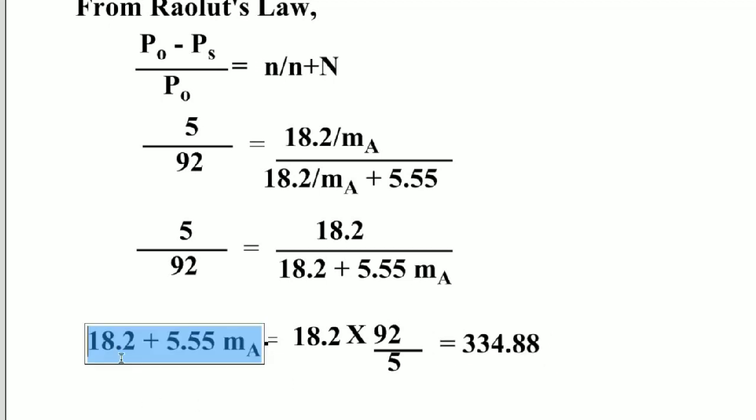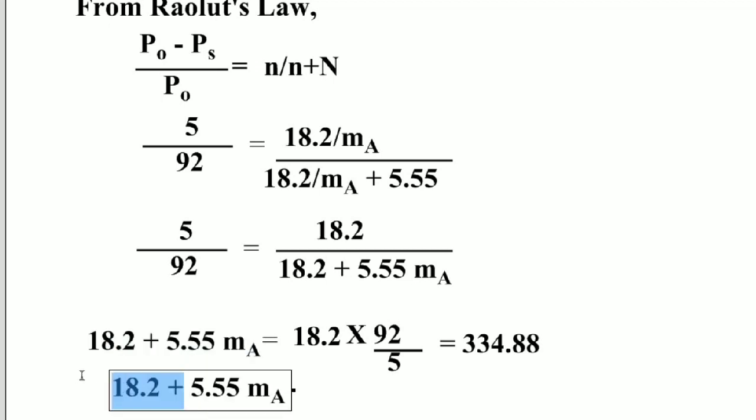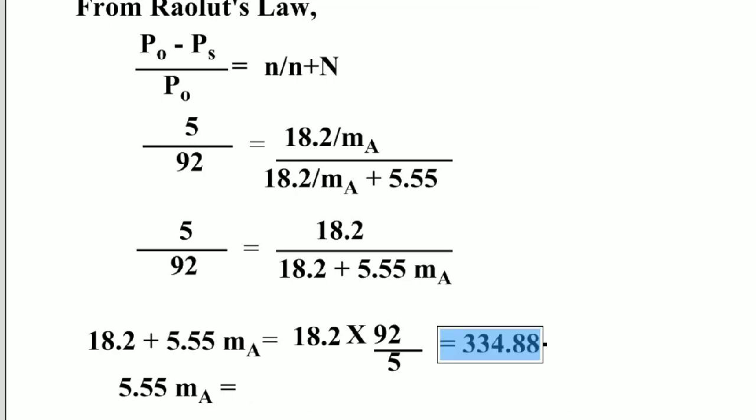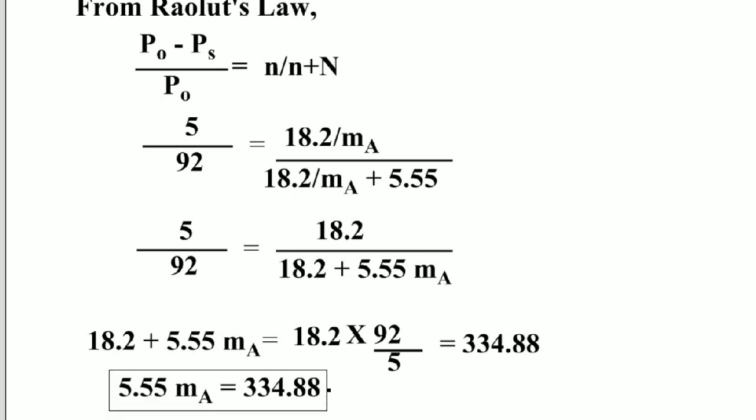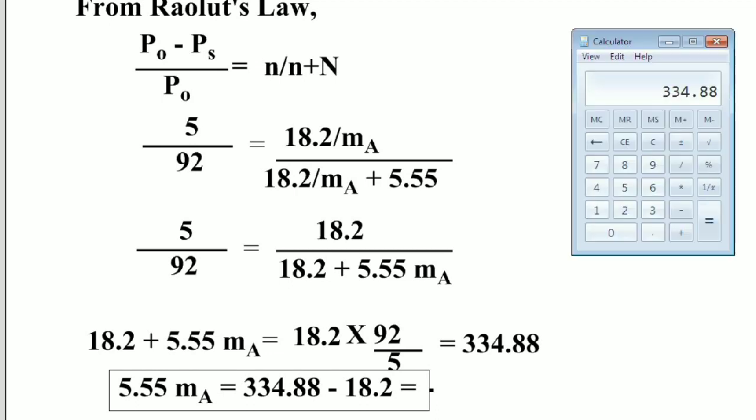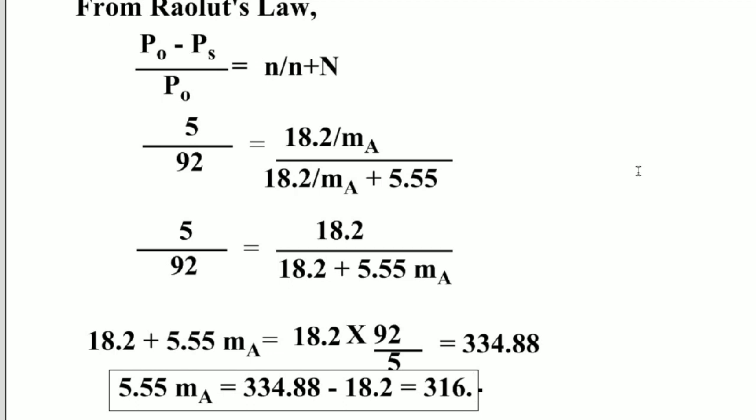Now students, if you bring the 18.2 from the left hand side to the right hand side, the equation becomes 5.55 MA is equal to 334.88 minus 18.2. So 334.88 minus 18.2 gives 316.68.